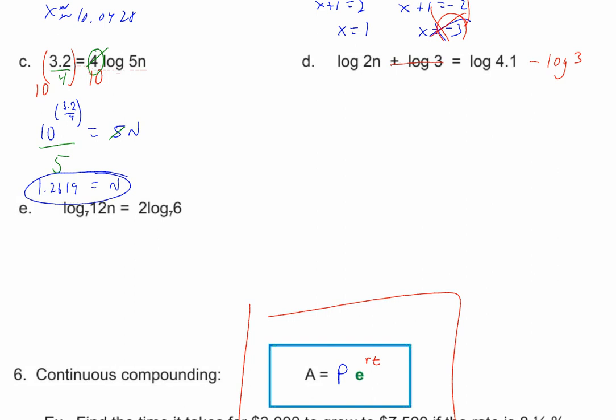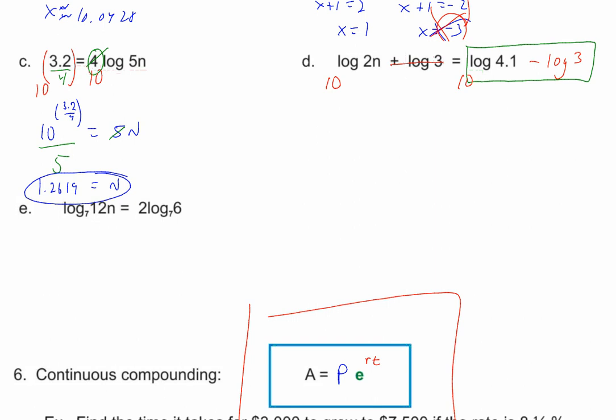Okay? Now, by the way, this is just a number. This is your common log button, 4.1, minus your common log button, 3. That's just a number. So that's not a problem. Now I'm ready to do base 10 on both sides.